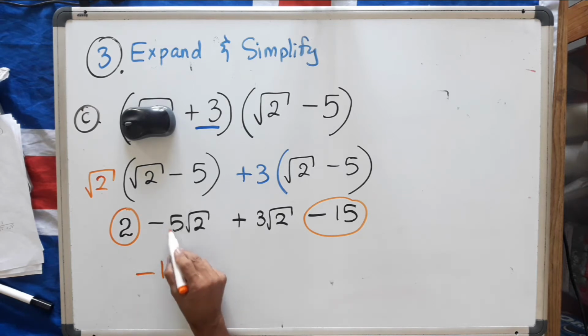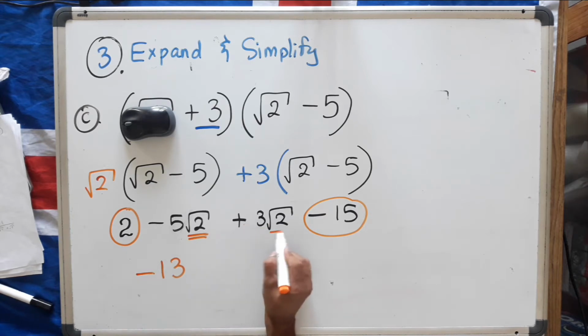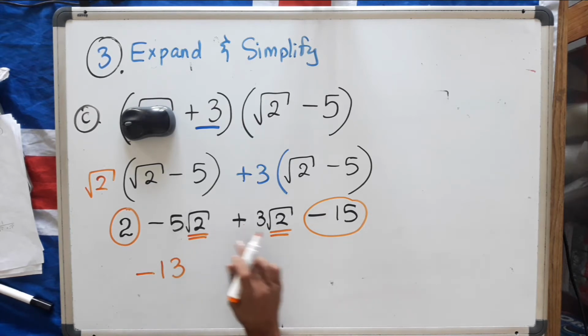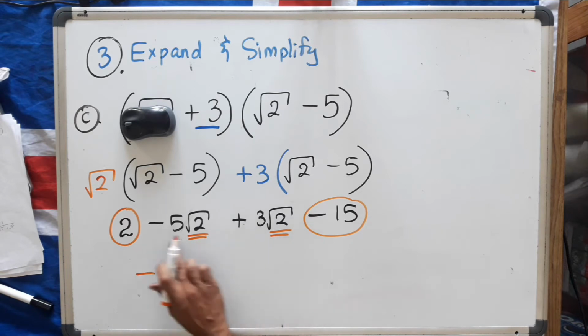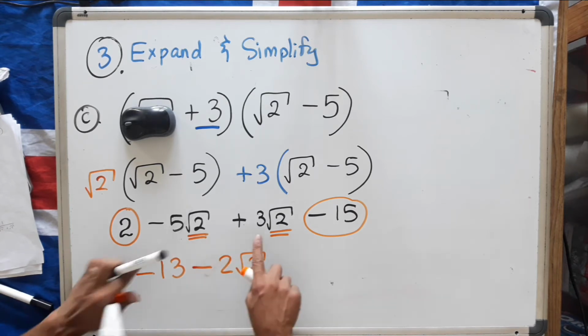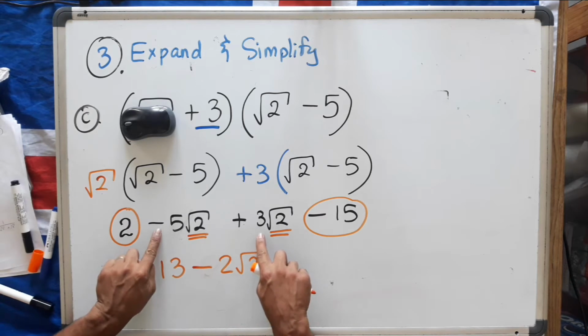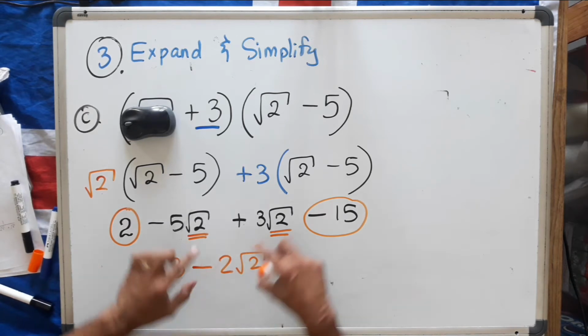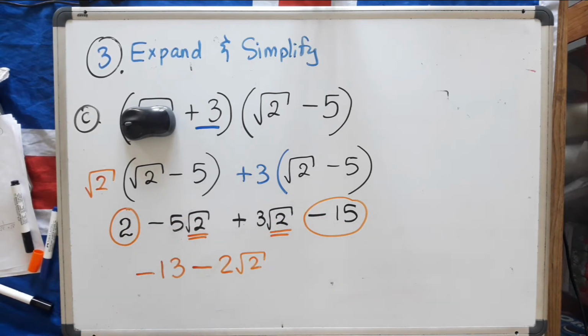And here we have minus 5 square root of 2 plus 3 square root of 2. Both of them have a square root of 2. So they come like an x. Minus 5 plus 3 is minus 2. And don't forget to put back the square root of 2. Then let's do that again. Minus 5 plus the 3 will give us minus 2. And then we put back the square root of 2. All right? So that's the final answer for this particular question.